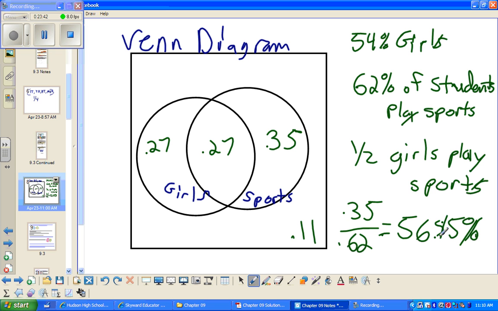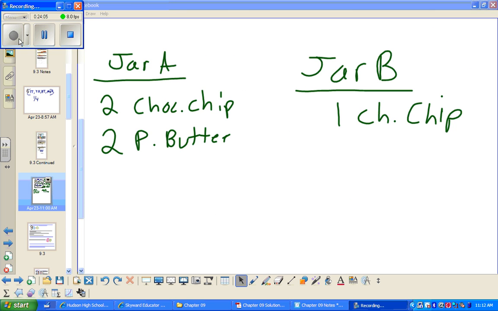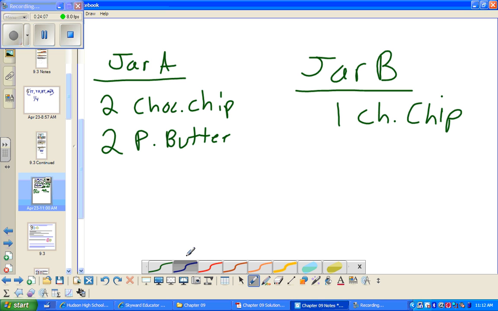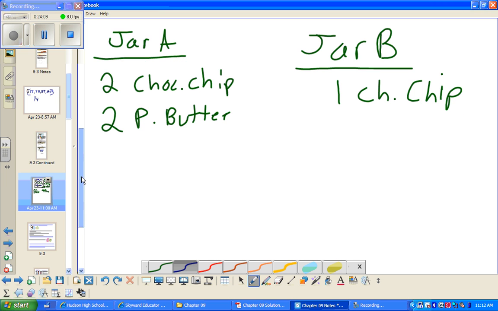If we wanted to know, if a student was chosen at random, what is the probability that it is a boy who does not play sports? Well, that's what this 11%, or this 0.11, represents. So the probability that if you chose a student at random and it was a boy that doesn't play sports would be 11%.